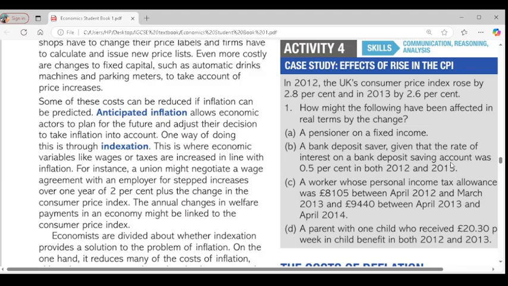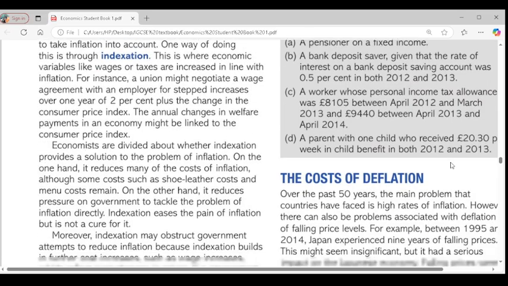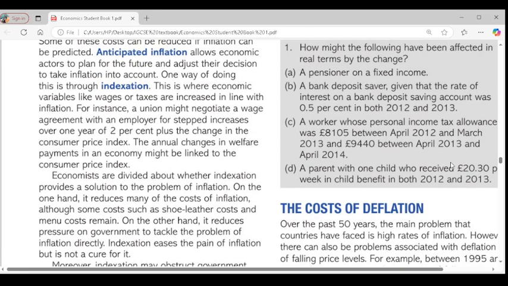I said that earlier. Indexation is where economic variables like wages or taxes are increased in line with inflation. So indexation eases the pain of inflation, but it cannot be considered a cure for it. Thus, inflation may obstruct government attempts to reduce inflation. So indexation is a way to reduce the burden of inflation.